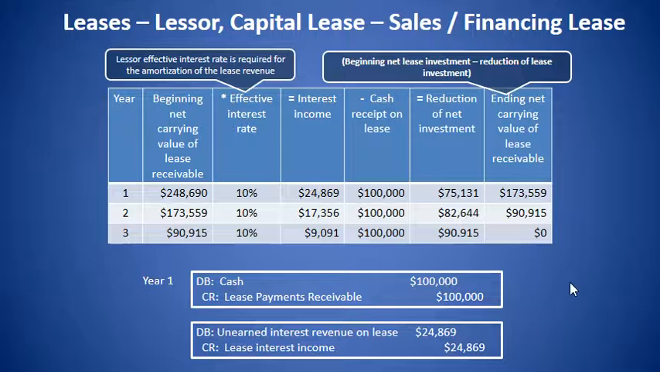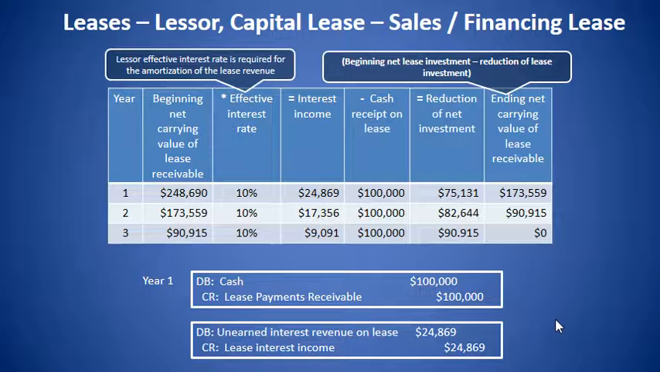Okay, I'm not going to produce the journal entries for years 2 and 3 because I think you probably get the hint or the iteration that the journal entries would be pretty much the same. The numbers would change a little, but we'd still be receiving cash. We'd reduce our lease payments by the $100,000, and then we would be recording the amortization of the interest revenue on the lease and count that as interest income.